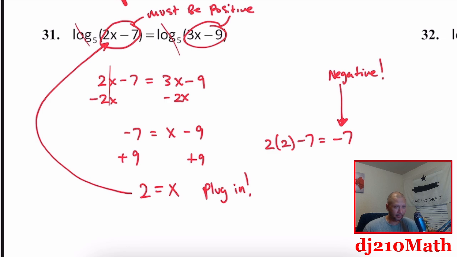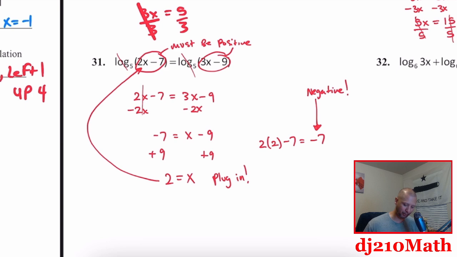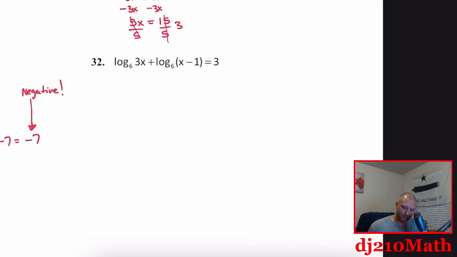Well, as long as one of them doesn't work, because right now I know that when I plug in 2, we get negative 7 right away. Does not work. This is no solution. I'm not even going to plug into the other one because it doesn't work in one of them. So no solution. All right. Last one.